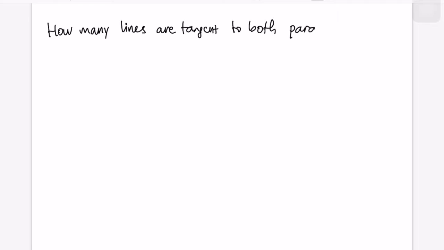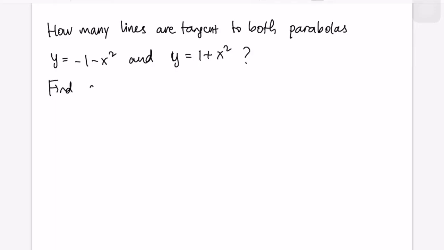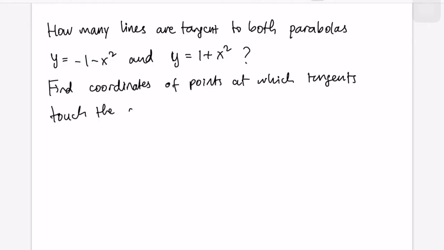Let me write down the question first. How many lines are tangent to both parabolas y equals negative 1 minus x squared and y equals 1 plus x squared? Find the coordinates of the points at which the tangents touch the parabolas.